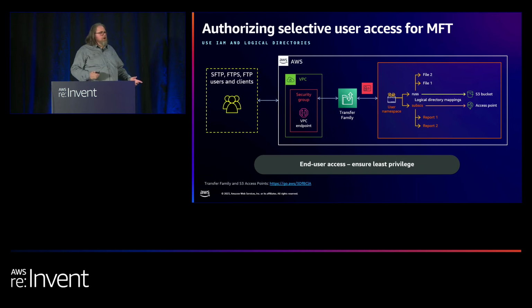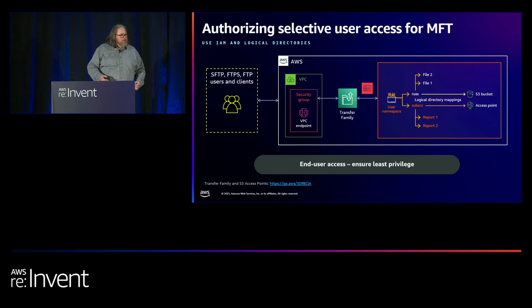So when a user logs in, if you want them to see certain folders, you're able to use this logical directory mapping in conjunction with the IAM role that they map to control what they see. So the IAM role will set the top level of access, and then from there you zoom into the specific prefixes, specific folders using logical directories.